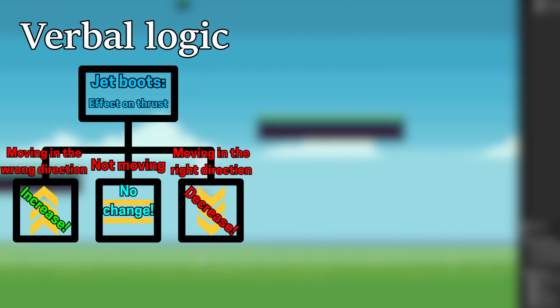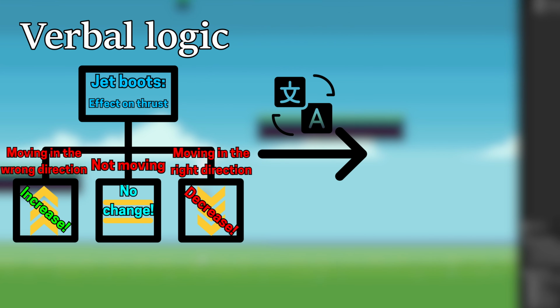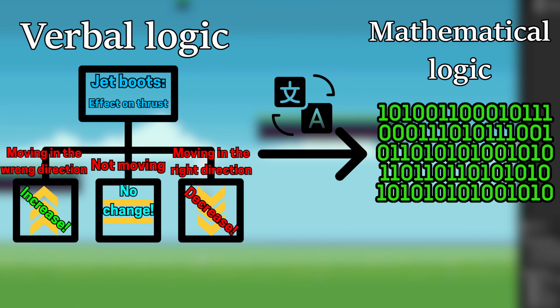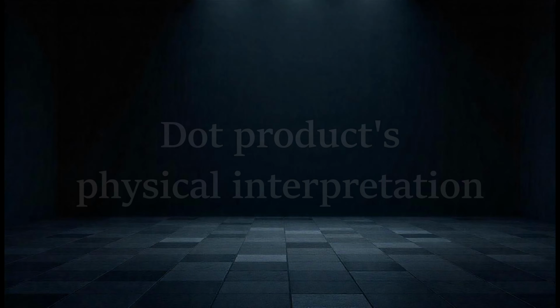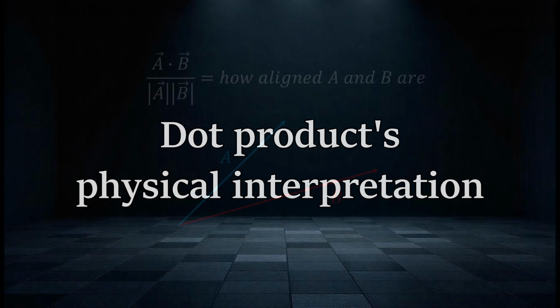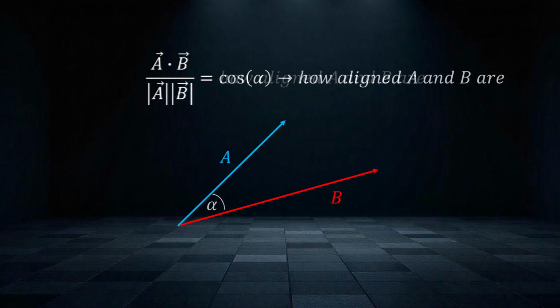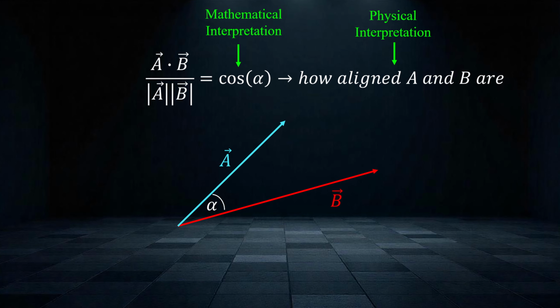Now that we've expressed this logic, we need to translate what we understand in words into something that our code can understand. This is where the dot product comes in. Here is the key thing. The ratio between the dot product of two vectors and their multiplied magnitudes tells us how aligned they are. In reality, the result is actually the cosine of the angle between the two vectors, but we will look at its physical interpretation, because that's more intuitive.